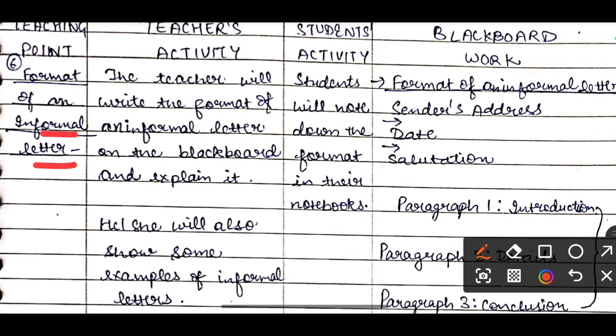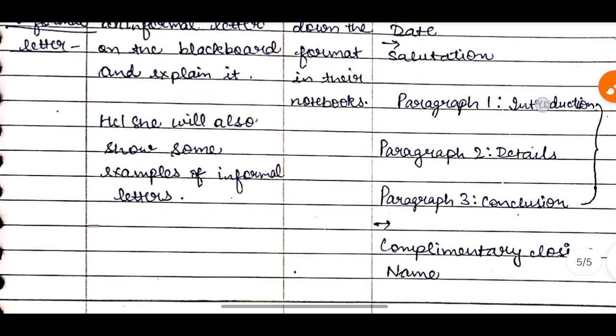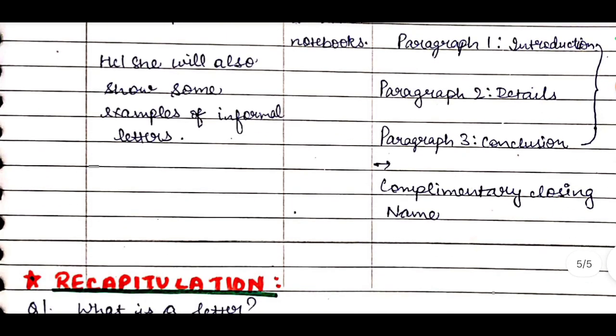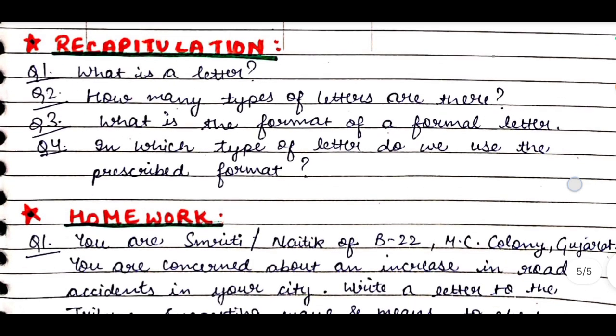Okay, then next teaching point is the format of an informal letter. The teacher will write the format of an informal letter on the blackboard and explain it. He or she will also show some examples of informal letters. Okay. Students will note down the format in their notebooks. So this is the format of an informal letter. Sender's address, then leave a line, then date, then salutation. Same thing. Paragraph 1 introduction, paragraph 2 details, paragraph 3 conclusion, and then complimentary closing, and after that name. Okay, this is the format.